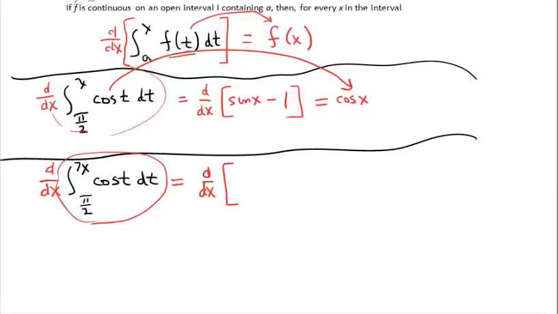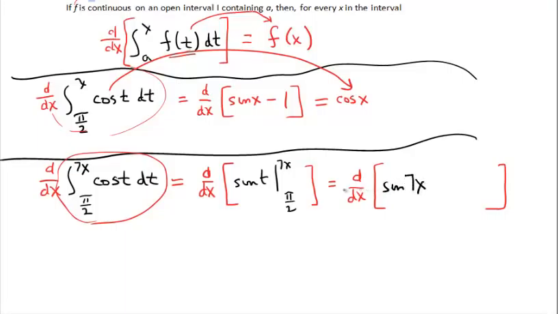Okay, so sine is the antiderivative evaluated from pi over 2 to 7x. All right, so I'm going to keep the d over dx. All right, so now I'm on the inside here. I need to perform those calculations. So I've got the sine of 7x, and then I have minus the sine at pi over 2.